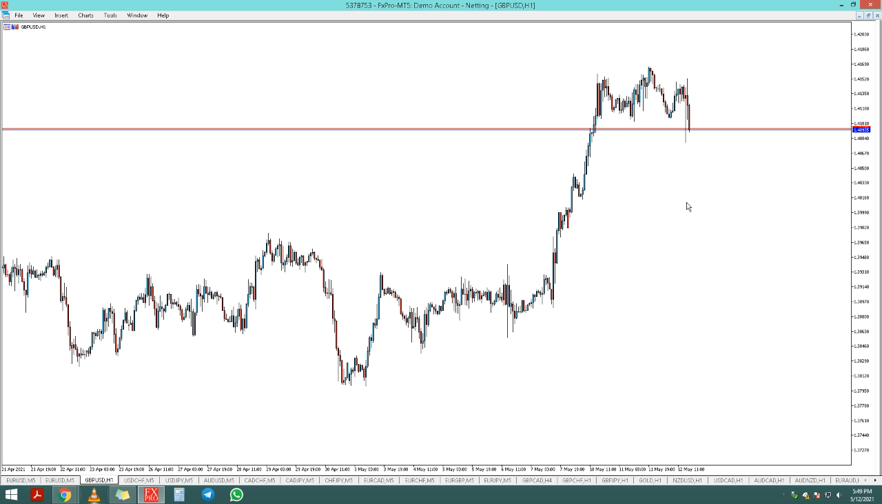Now, today we are going to have a look at GBPUSD, a potential shorting opportunity. We'll also look at every single reason why I'm thinking that this could be a shorting opportunity, and you could easily go ahead and take a short and you make money for yourself.